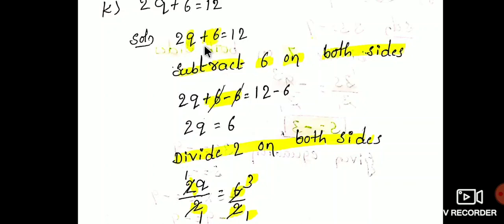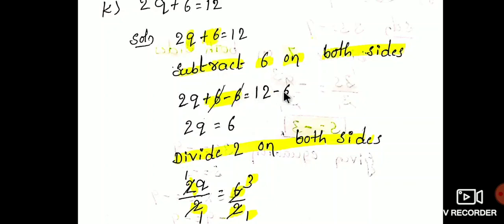To remove this plus 6, we have to add the opposite number, during addition or subtraction. So plus 6 will be there, means we should subtract 6 on both sides. Then it becomes 2q plus 6 minus 6 is equal to 12 minus 6. If we add a number, we have to add on both sides. If we subtract a number, we should subtract on both sides. If we multiply a number, we should multiply on both sides. If we divide by a number, we should divide on both sides.